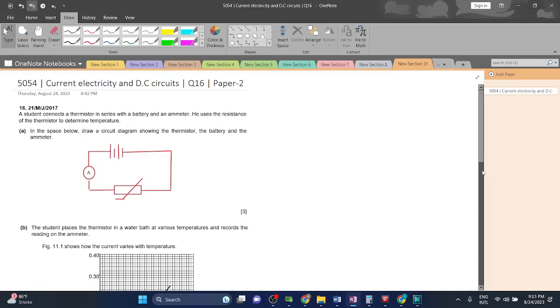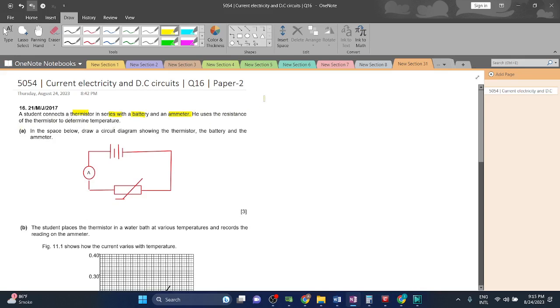Question 16, paper 2, 5054. Let's start. Question 16. A student connects a thermistor in series with a battery and an ammeter. He uses the resistance of the thermistor to determine the temperature.